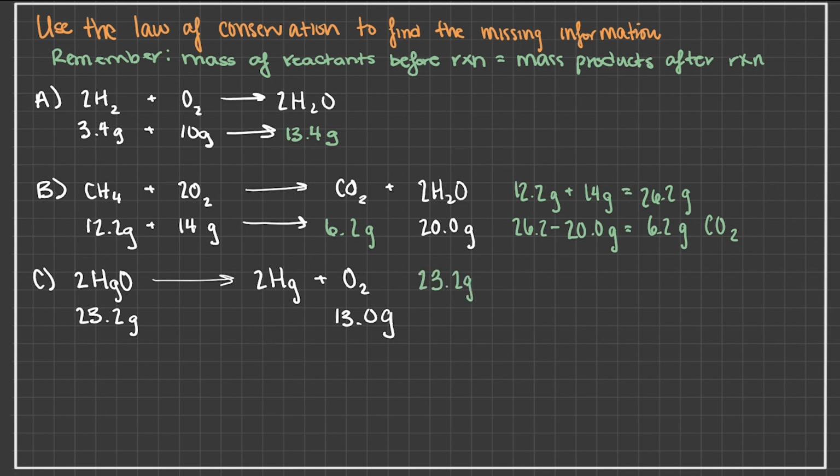So we're going to take our total mass subtracted by the amount of product that we know is already there in order to find the product that we need to have in order for the law of conservation of mass to be true. So we're going to take 23.2 grams minus 13.0 grams, and that is going to be 10.2 grams.